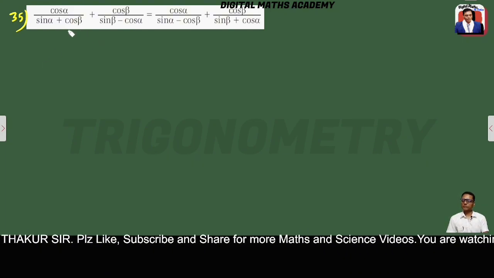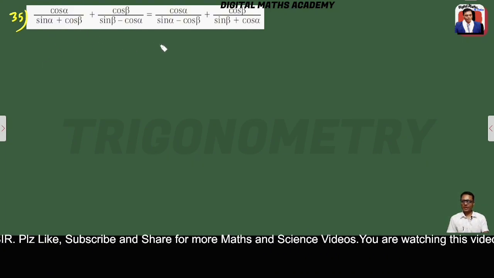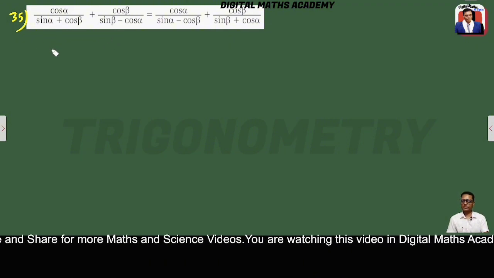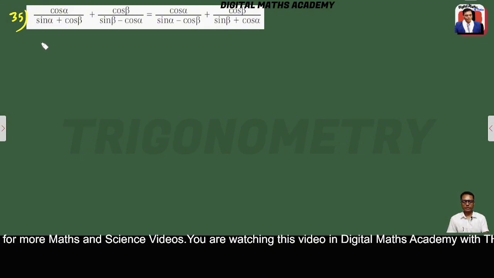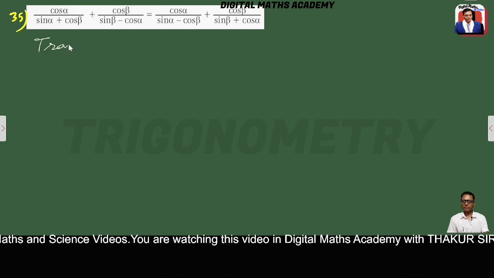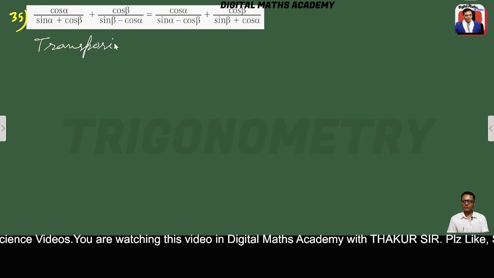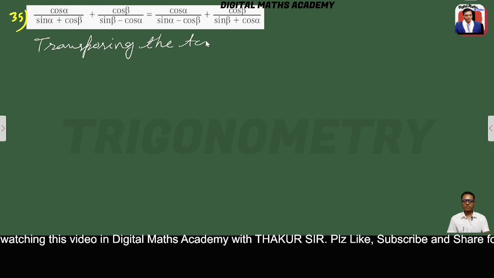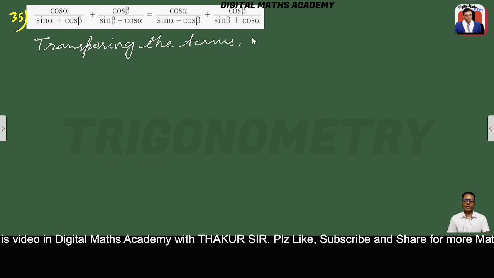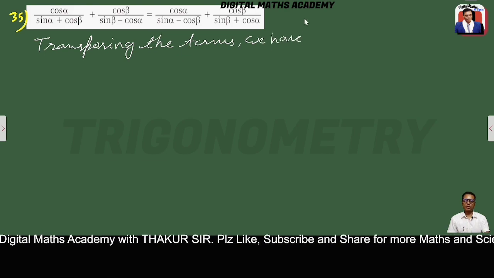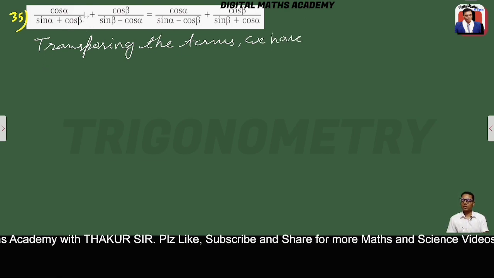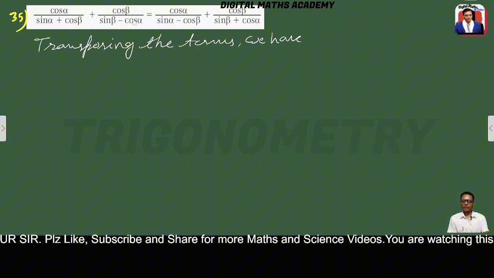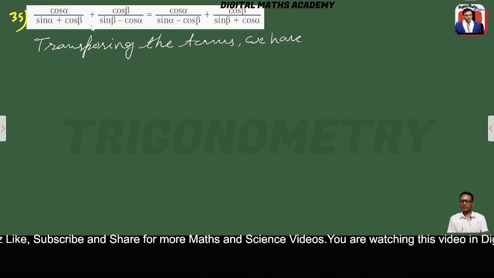35 number. Such type of identity can be solved by transposing. So we have to first write here transposing. Okay, so here is now transposing the terms we have. So we are going to transpose, which means like terms we have to group on one side, and unlike terms we have to group on another side. Like terms we have to group.